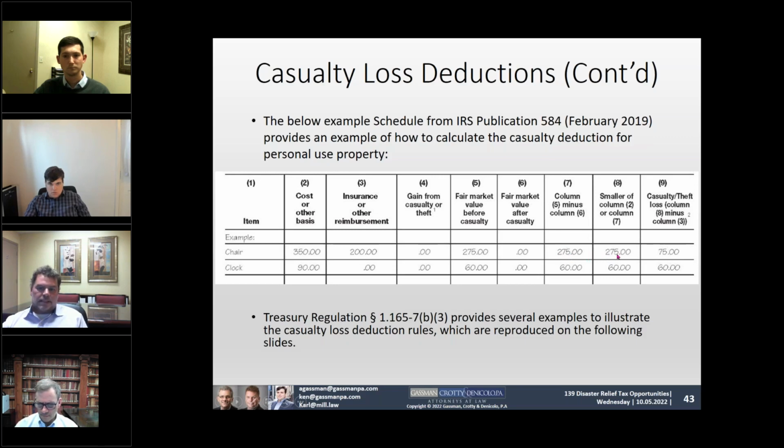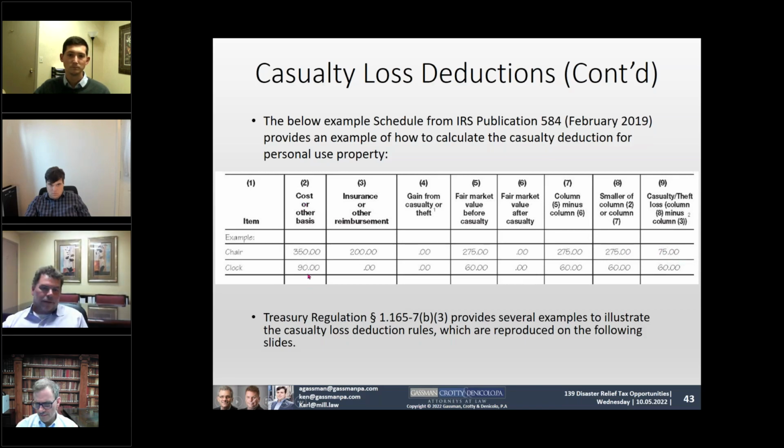Looking at that, we have the $275 again as the value. But in this situation, because the client received $200 worth of insurance, that reduces the $275 to $75. So the only thing that can be claimed would be the $75.